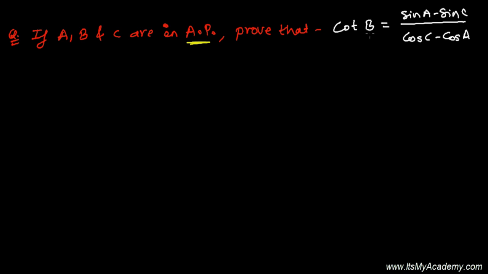Prove that cotangent of B is equal to sine of A minus sine C divided by cosine of C minus cosine of A. So we need to prove this, so let's take a look a little seriously.